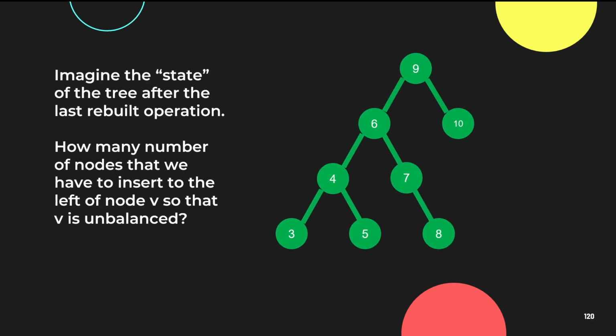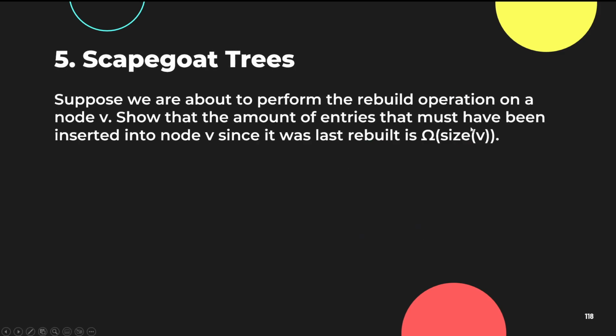Now when I do a rebuild, how many nodes should I insert so that it will rebuild again? That's the question. What is the minimum number of nodes that I need to insert so that it rebuilds? It tells us that actually we only need omega of size of phi, so the minimum number of nodes will depend on the size of phi. But how do we prove it?